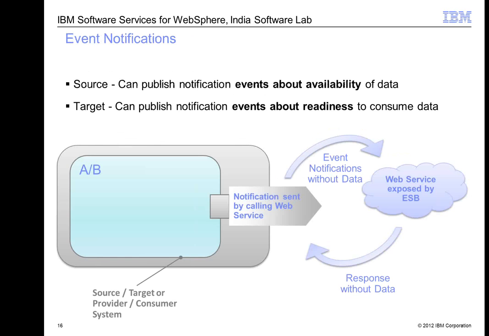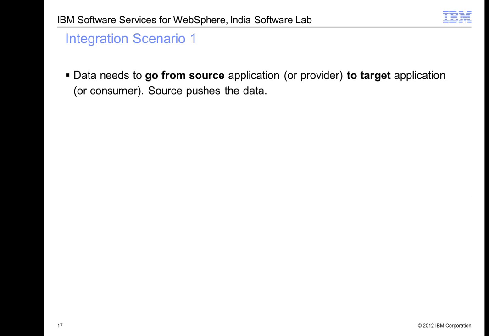All right, so now that we have discussed the various approaches of how to make different systems participate in this service orientation, we talk about some of the integration scenarios. These integration scenarios are some examples of how we make it all work. Now, scenario one is a very straightforward scenario. Information has to go from A to B. A is the source, B is the target.